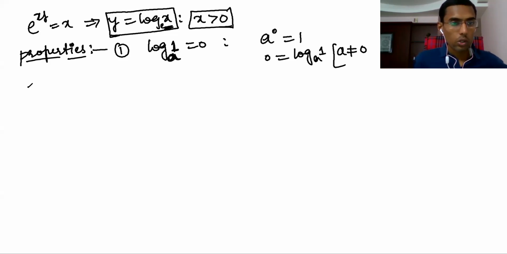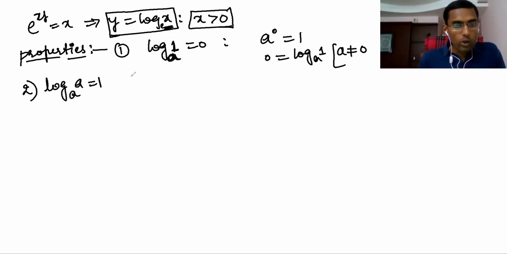So this is the first property: log 1 to the base a is 0. Why did I say a to the power 0 equals 1? By definition, 0 equals log 1 to the base a. The next one: log a to the base a is 1. Why? Since a to the power of 1 equals a, then 1 equals log a to the base a. From this it comes.